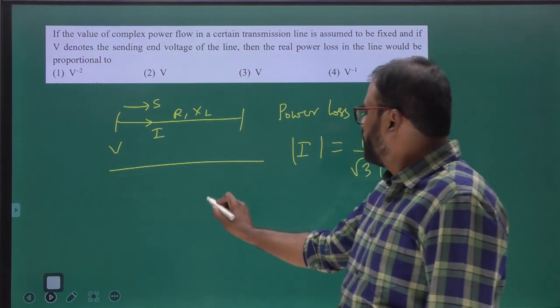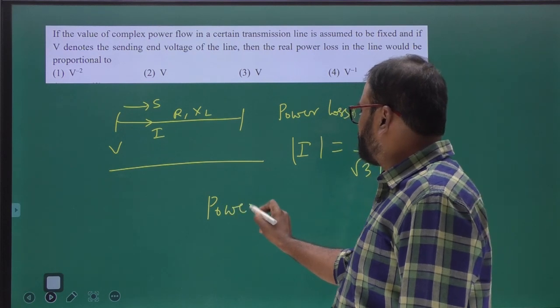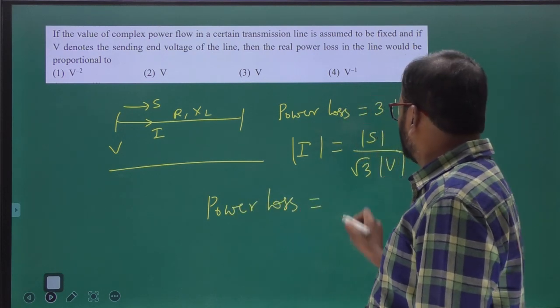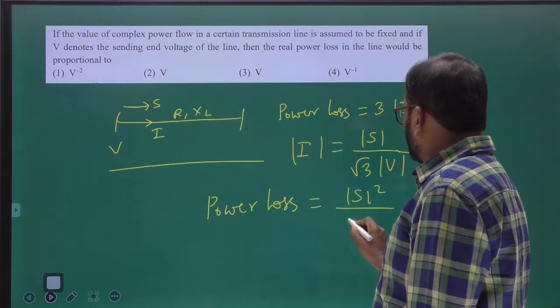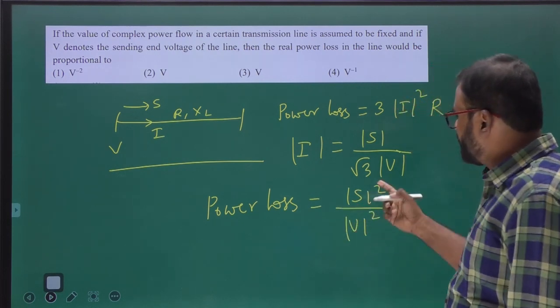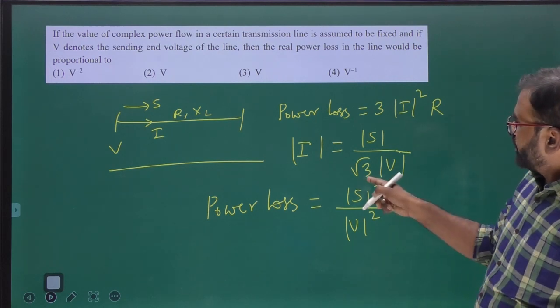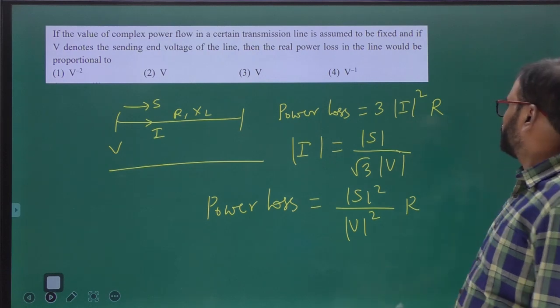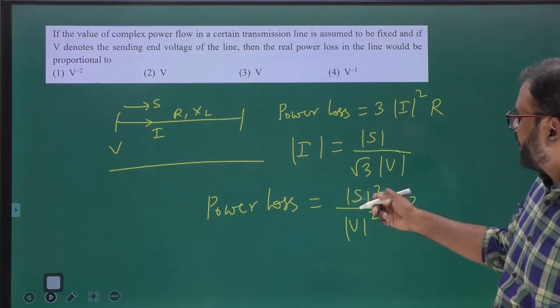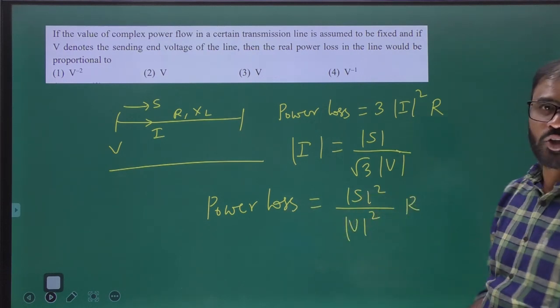So if you substitute here, what is the power loss equation? The power loss equation is simply magnitude of S squared divided by V squared. Root 3 squared is 3, which gets cancelled, times R. If you see, resistance is constant and S is constant, so the power loss is inversely proportional to V squared.